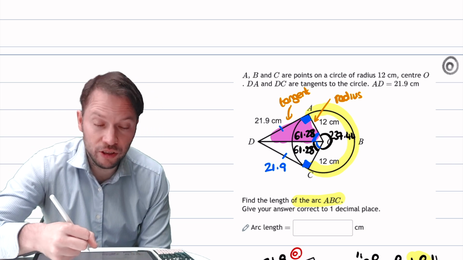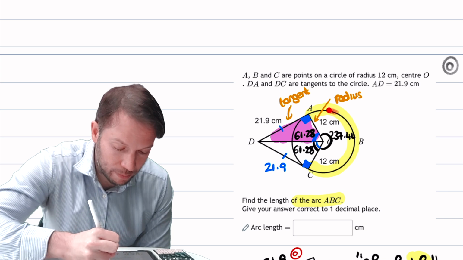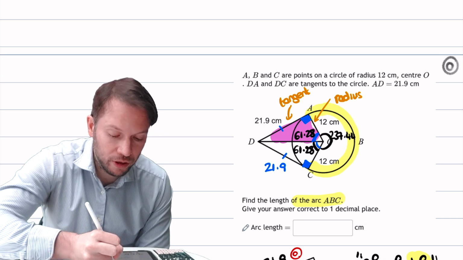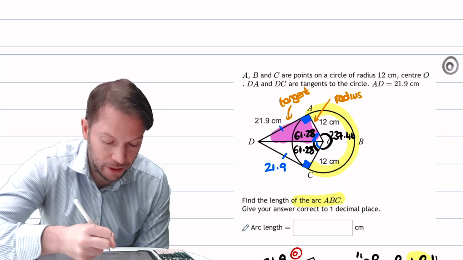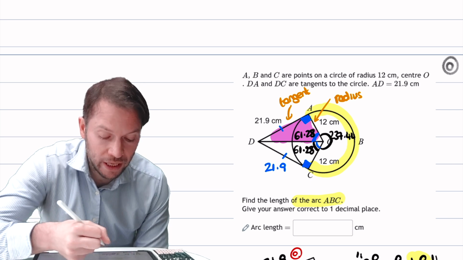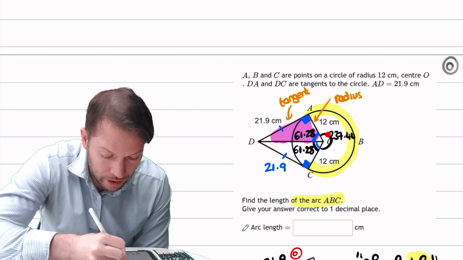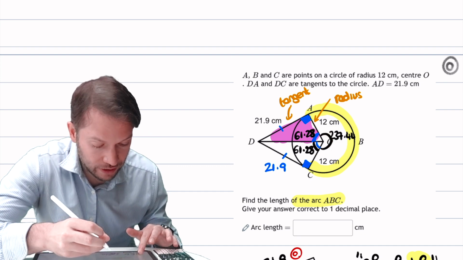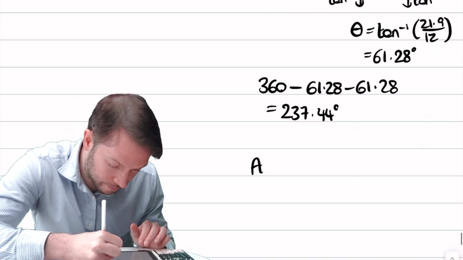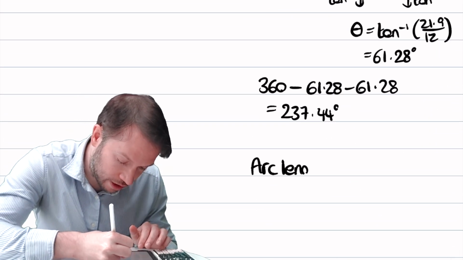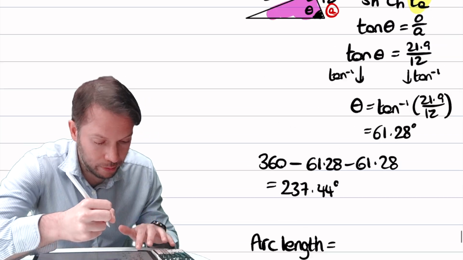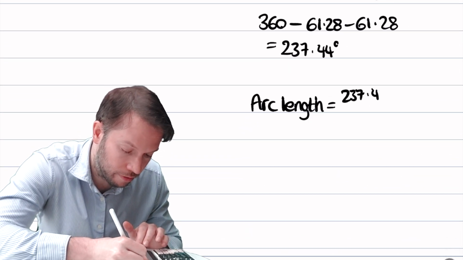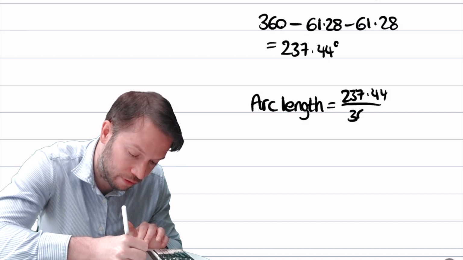Now we want to find this arc length, this length here. Now remember how we do that? What we do is we find the perimeter of a full circle, so the length of the full circle, and then we've got to find the appropriate fraction of it, don't we? And what fraction of a full circle do we have? Well, we've got 237.44 over 360ths of a full circle. So let's do that to find the arc length. The arc length is going to be the appropriate fraction of the perimeter of a full circle. So 237.44 over 360ths of a full circle.